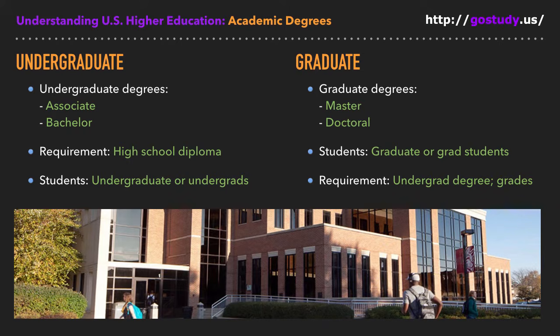By contrast, master and doctoral degrees are graduate degrees, and we refer to the students taking them as graduate or grad students. You need to complete a bachelor's degree program and have strong grades, usually at least a 3.0 grade point average, to be admitted into a master's program, and in most cases, complete a master's degree before you'll be admitted into a doctoral program. All right, now let's have a quick look at the different types of degrees.